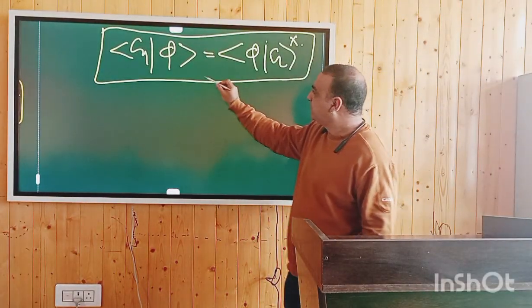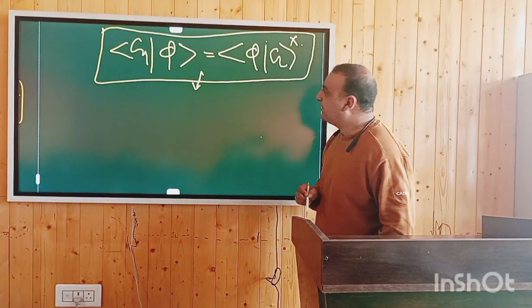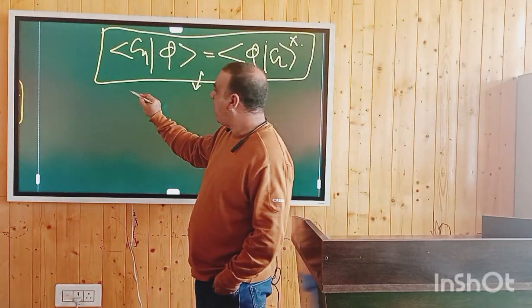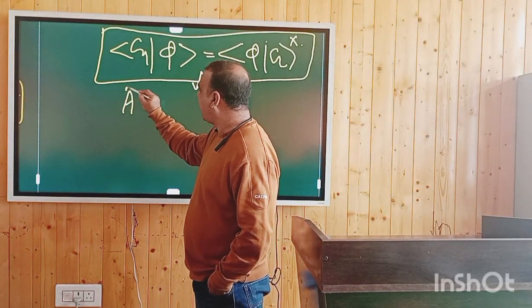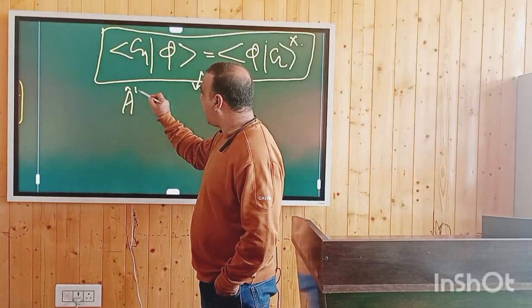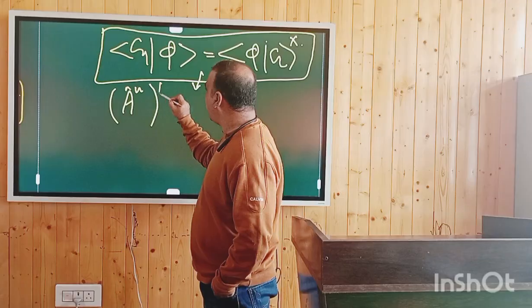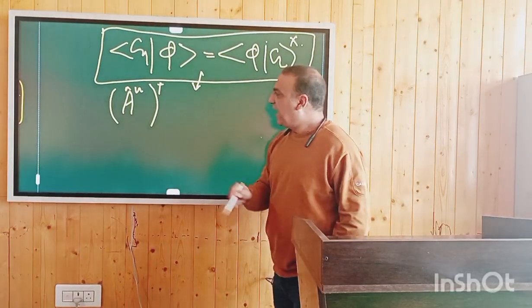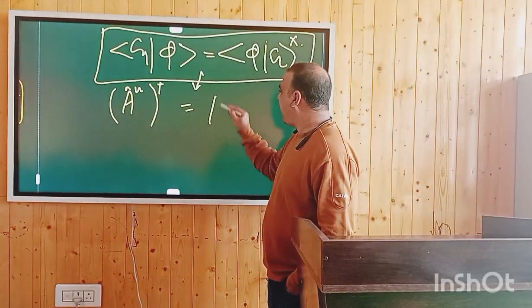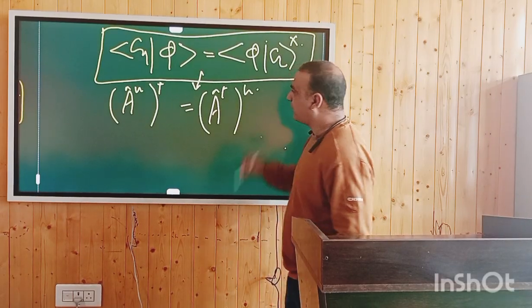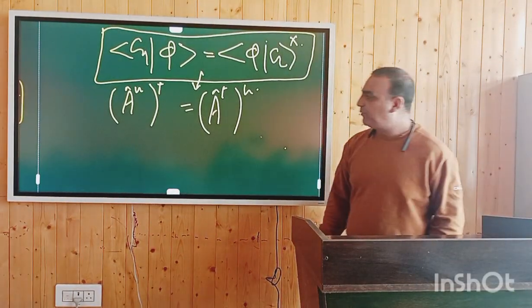And this will be used to verify some of the results. Now say, for example, if I have an operator A and it has a power n, this whole raised power, this whole adjoint, you can write down as A adjoint raised power n. Okay, this is one of the properties.